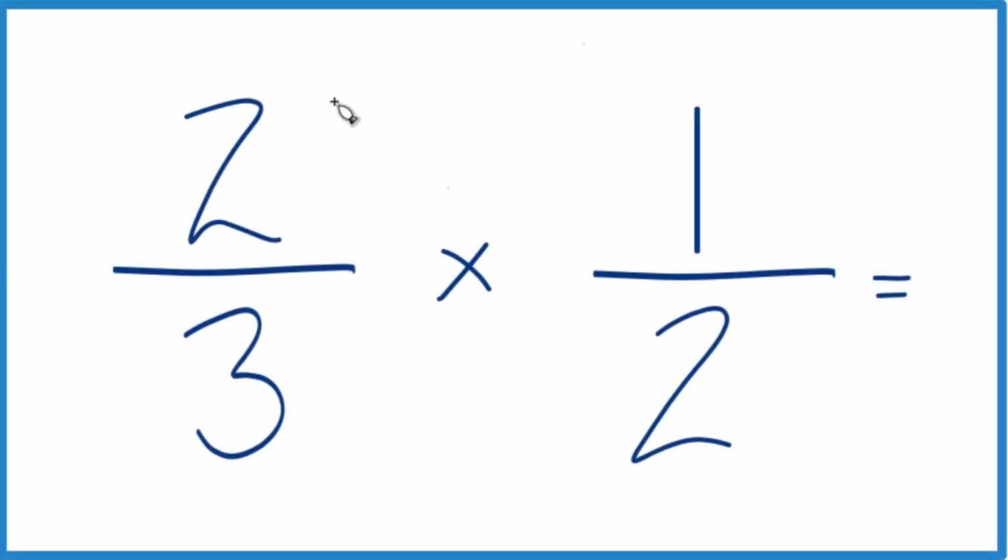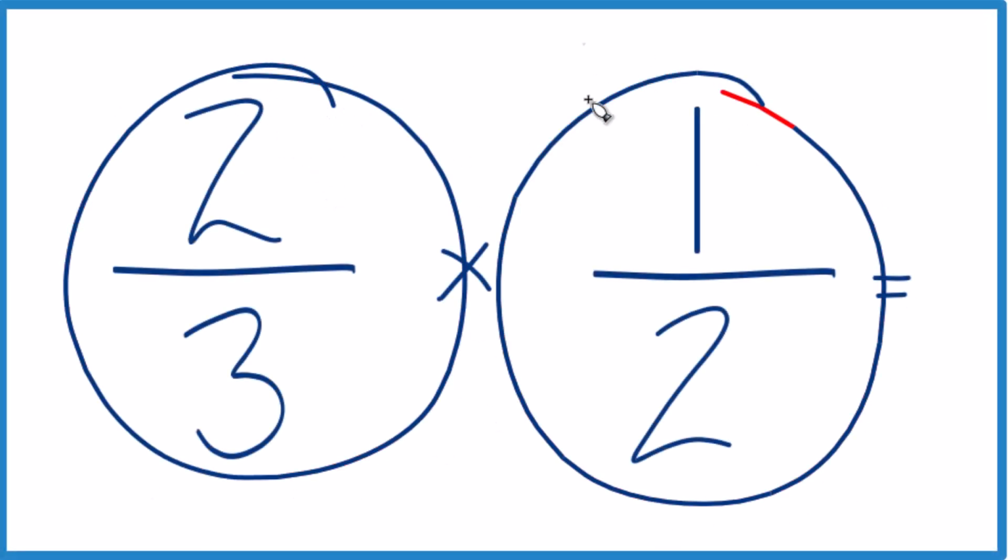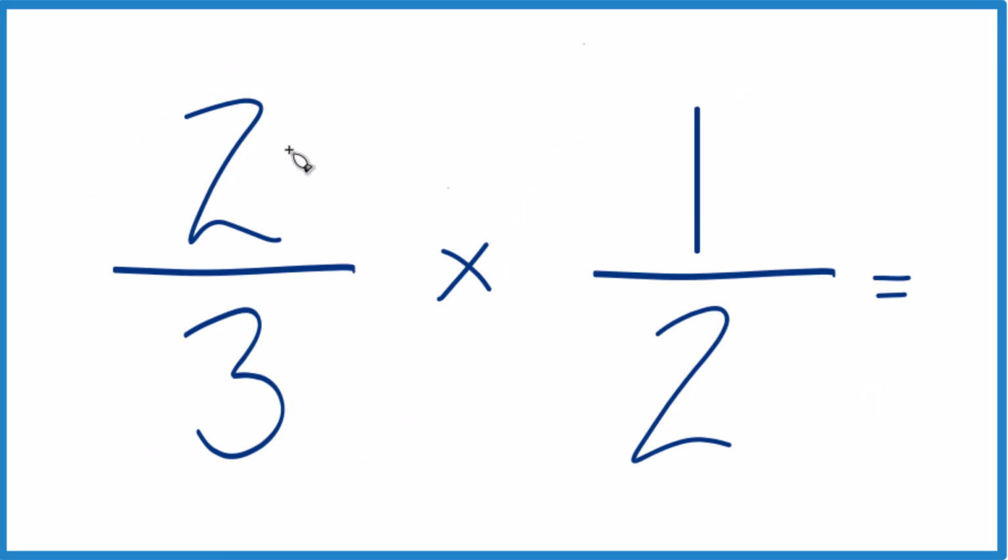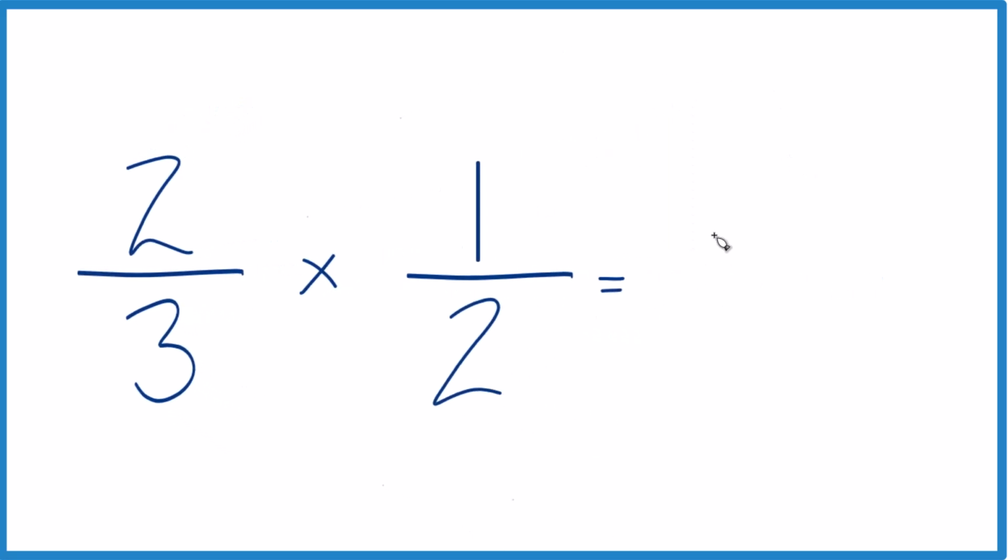Let's multiply 2/3 by 1/2. So we're multiplying a fraction by a fraction. You could divide 2 by 3 and then multiply that by 1 divided by 2, and you'd end up with 0.3, and the 3 would keep repeating. So you could just write it like that to show it's repeating. So on your calculator, you get 0.33333. But let's do it so we end up with a fraction.